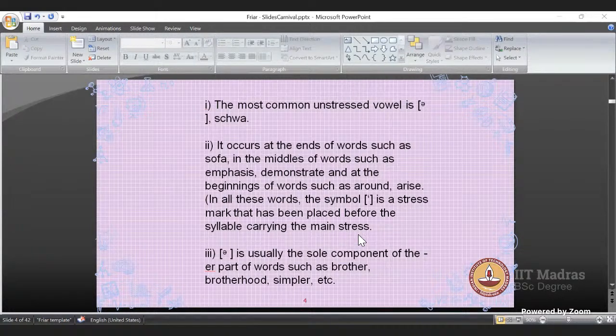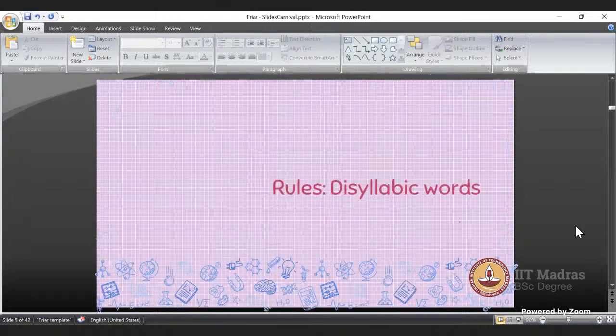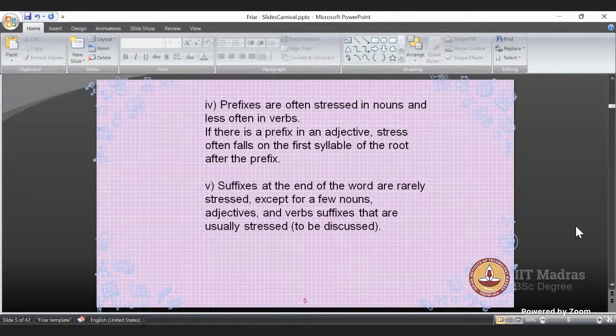Okay, so moving on, a word or two about the prefixes. Now, this is not something that will fit all the words, but for the majority of the words, these general rules should be the way we go about it. Prefixes are often stressed in nouns and less often in verbs. In verbs, you won't have the prefixes being stressed that much, but nouns may take it. And when it comes to adjectives, stress often falls on the first syllable of the root after the prefix, which again means that the prefix may not be stressed in adjectives.